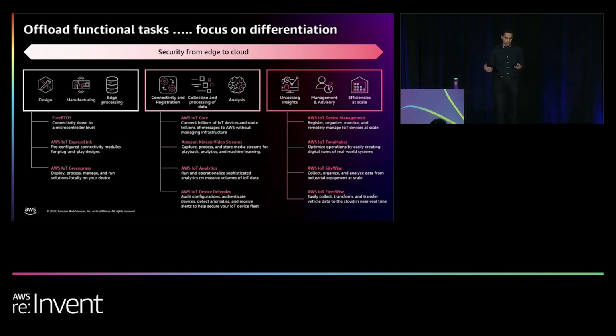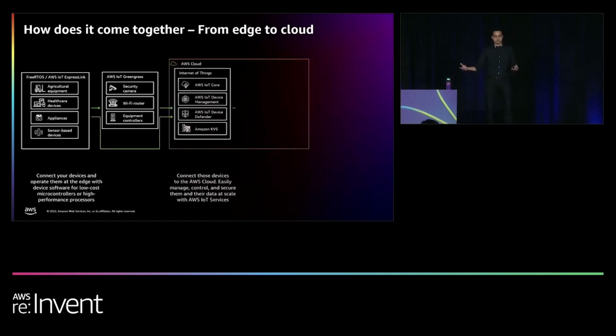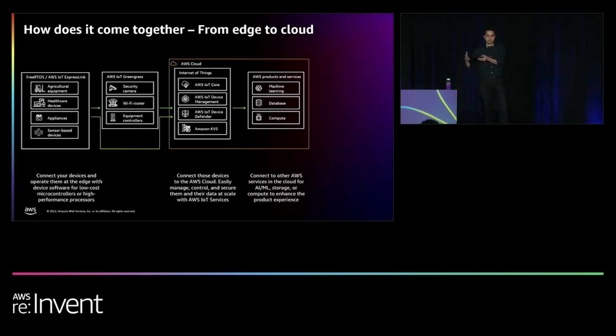So a full range of services to make it easy, but let's come back to how does it all come together in terms of helping you with innovation. You can have devices that are doing agriculture, healthcare, home appliances, and so on. They could connect directly to the cloud. They might be connecting through routers and controllers that are running Greengrass. And they then connect to the cloud, get the power of the rest of AWS through IoT, machine learning, database, and compute.